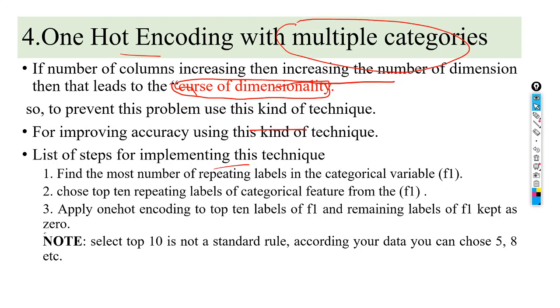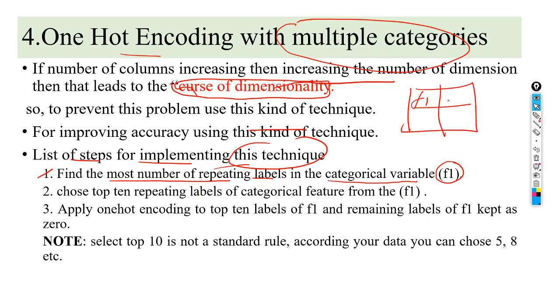So what is the procedure? This is the list of steps for implementing this technique. First point is to find the most repeating labels in the categorical variable f1. Suppose this is my data. In this data, this is the f1 feature, and this is the target variable. There are so many labels. One label will be repeated 100 times, another label repeated 5000 times, one more repeated 7000 times.